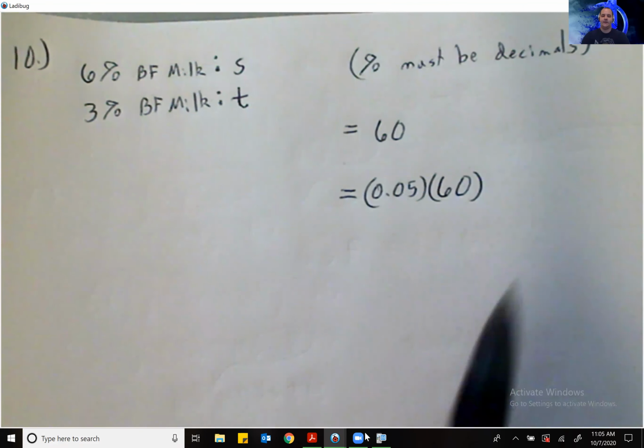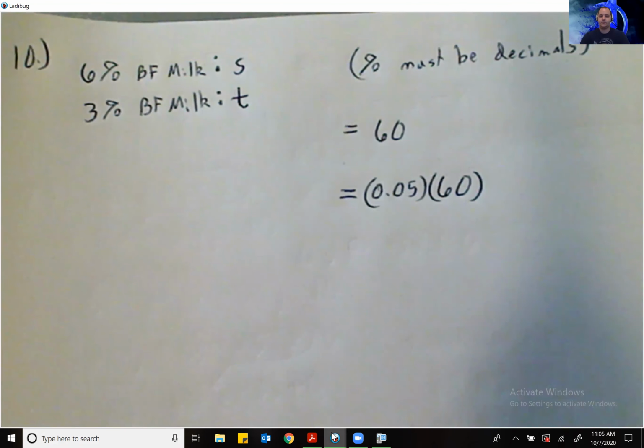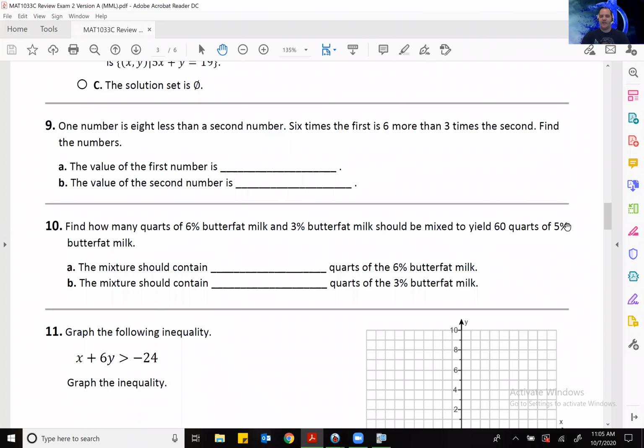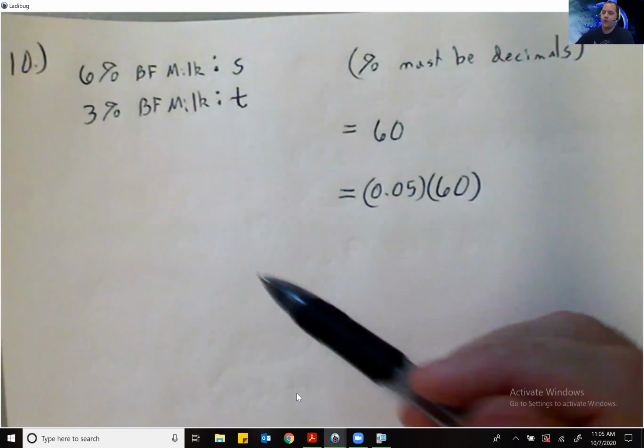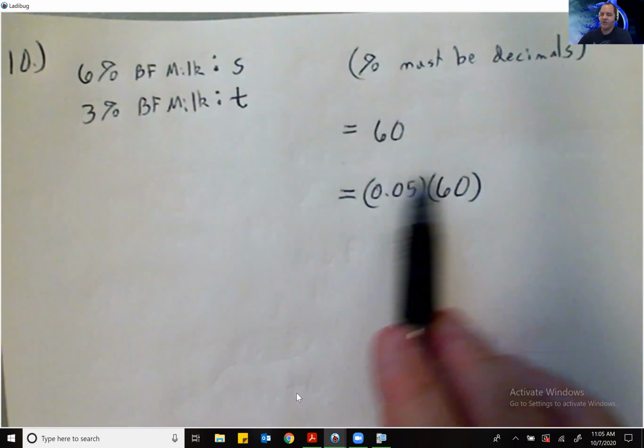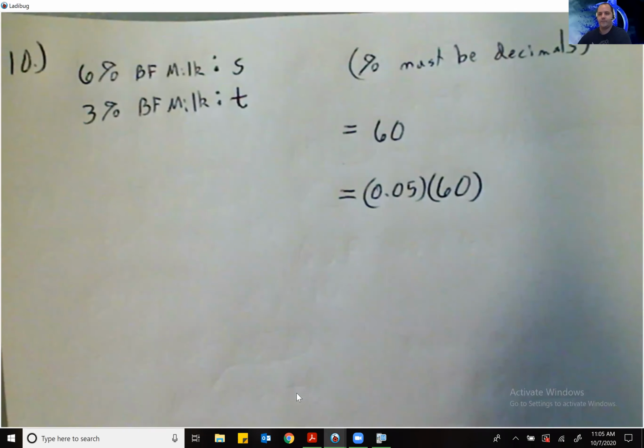All right, now let's talk about how we're going to write these equations. We've already used the 60 and we've already used the 5%. You're not going to touch those again. They're done. So my only other two numbers are 6% and 3%. Which equation are those going to go for? The quarts or the one where we use the percentage in the quarts?